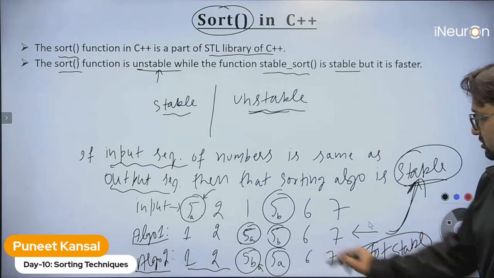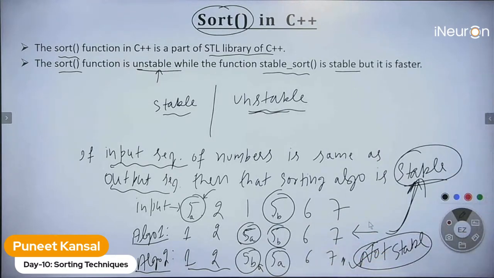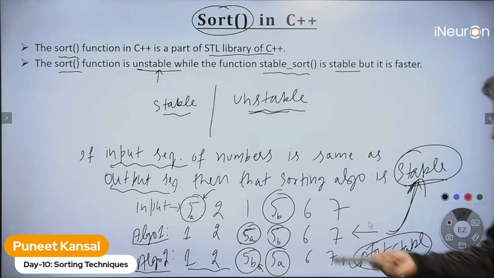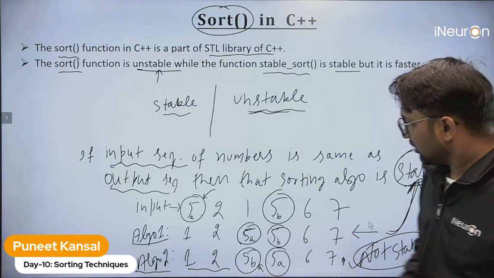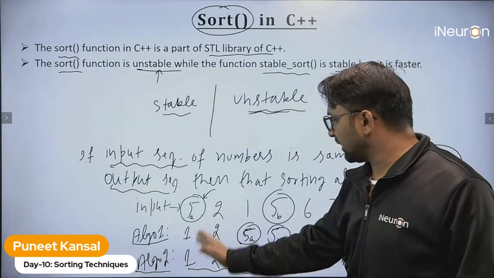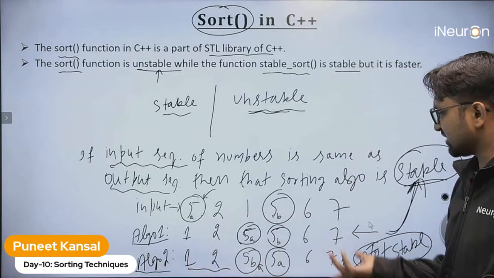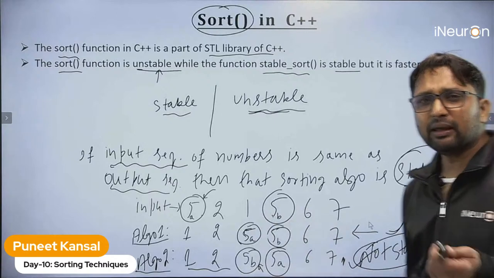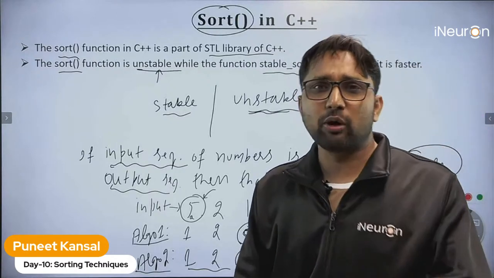Okay, I hope the difference is clear between stable sorting and unstable sorting. But there might be one question in mind. What's the difference? Here also this is printing 1, 2, 5, 5, 6, 7. Here this is also printing 1, 2, 5, 5, 6, 7. Then what's the difference? It's okay whatever manner we are printing. Maybe that depends upon the application.